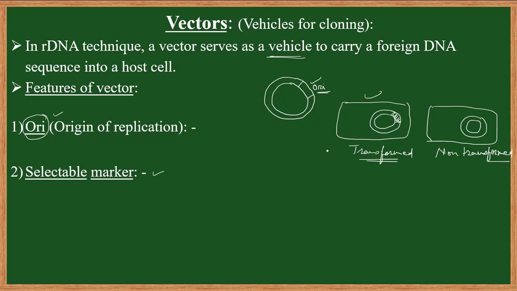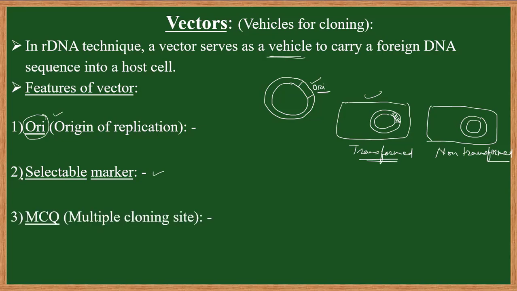There is a special type of gene. This gene will select the transformed cell, the recombinant type of cell, the cells containing the recombinant vector. So this type of selection totally depends on the selectable marker.